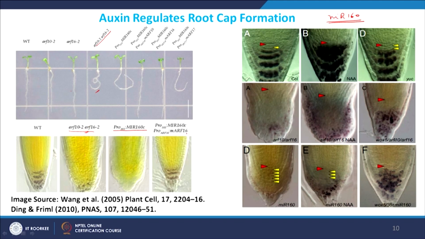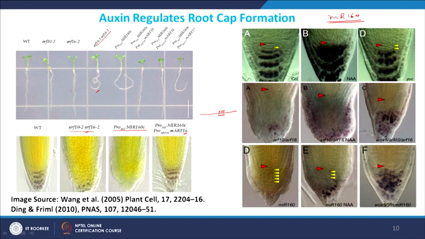But this is interesting. MicroRNAs are just 21 to 24 nucleotide molecules, and they have some complementary sequence with the target, and if you mutate this target binding sequence, and then you complement the microRNA overexpression with the mutant version of auxin response factor, you do not see the phenotype, which suggests that the microRNA is regulating auxin response factor 10 and 16 through the binding, and this regulation is important in regulating columella cell differentiation or root cap formation.